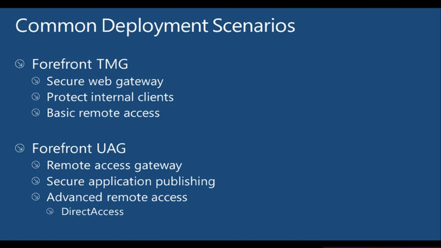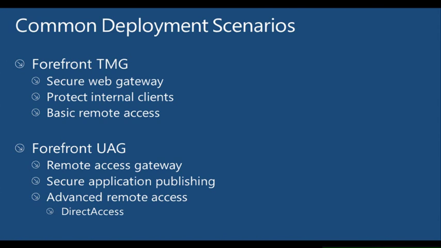So let's talk a little bit about some common deployment scenarios for each of these. And again, these are very typical. Forefront TMG, we see that it is most often deployed as a secure web gateway. The features and functionality of TMG are really centered around providing a high level of protection for your internal clients when they're going out to the internet to access internet-based resources, websites, and things like that. Forefront TMG does provide remote access, as we talked about, but the remote access capabilities are fairly basic. So just a heads up on that. And we'll compare and contrast that with UAG a little bit later, and you'll see that UAG offers some additional benefits in the remote access space.